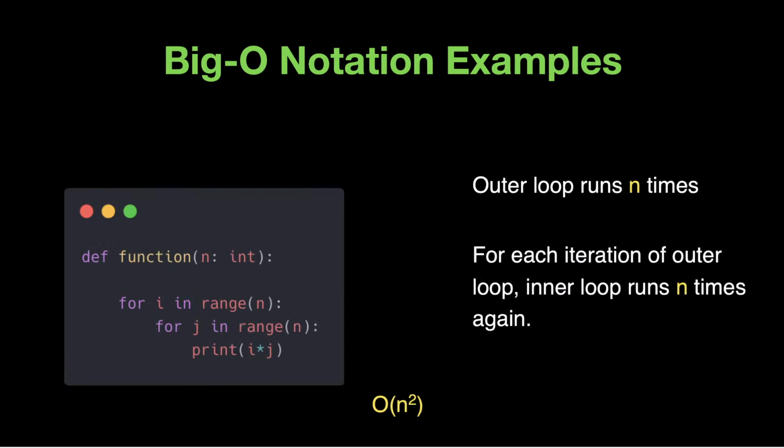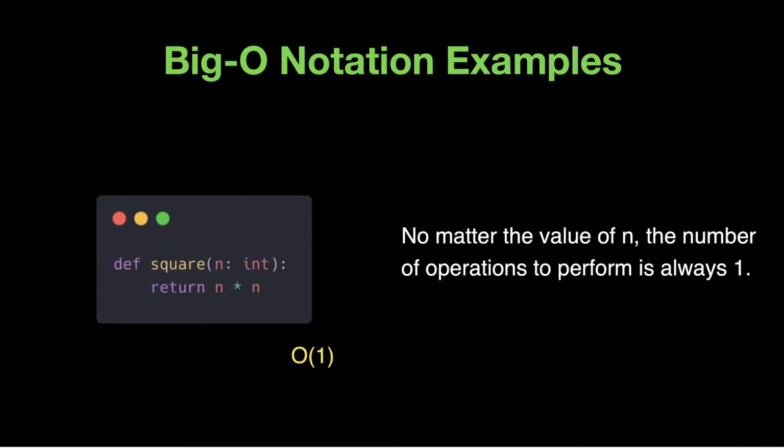So another example, in this function, we run i from 0 to n minus 1 and j from 0 to n minus 1. That means the outer loop runs n times, and the inner loop runs n times. That means for each iteration of the outer loop, we have the inner loop running n times. So our total algorithmic complexity will be O of n squared.